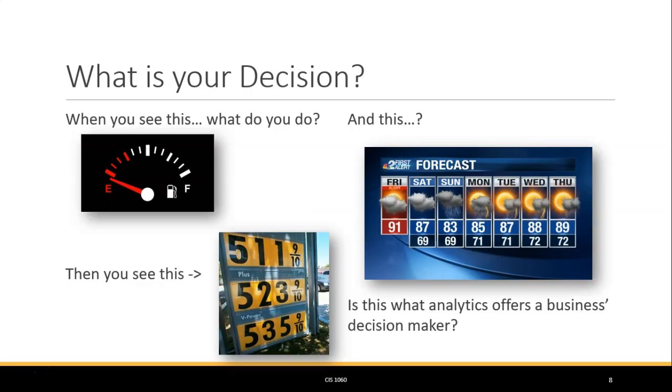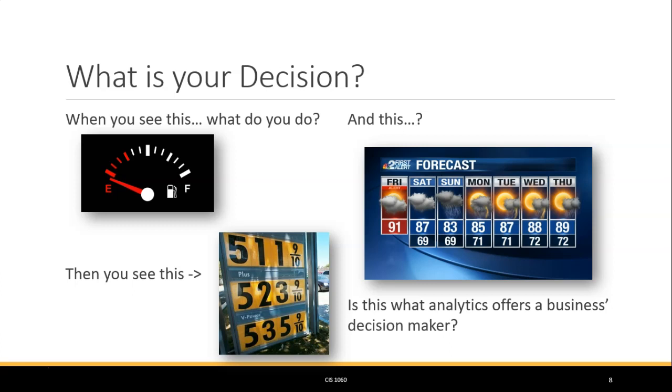But how about you? What about you and your decision making? When you see your gas gauge close to empty, what do you do? Well, you're going to look for a place to get some gas. But when you see that gas is close to $5 a gallon, do you decide to go to the next gas station? And of course, talking about the forecast, here you have a series of potential forecast options. What do you do on Sunday morning when this is what you wake up to and this is the forecast? Bring an umbrella, of course.